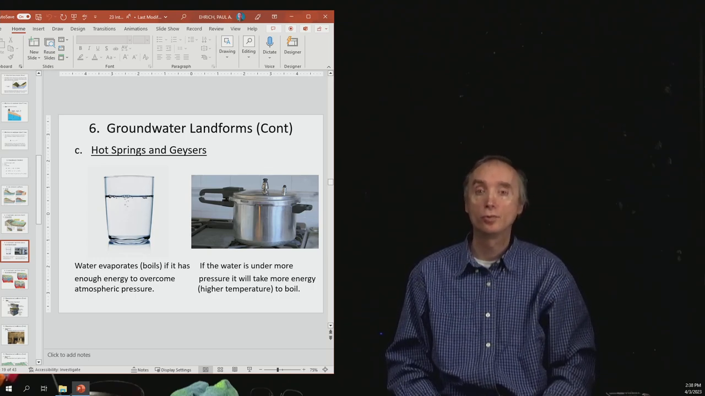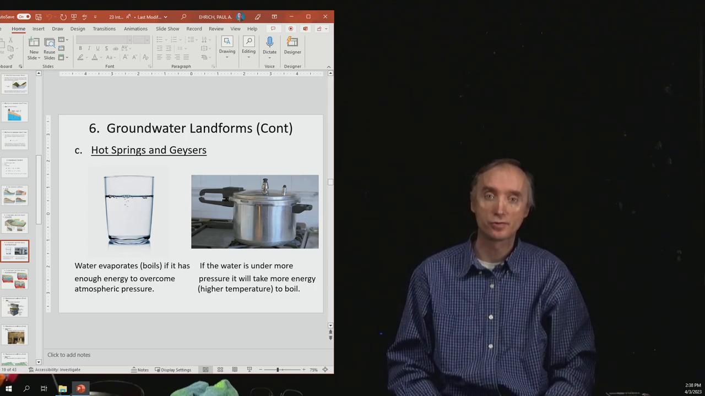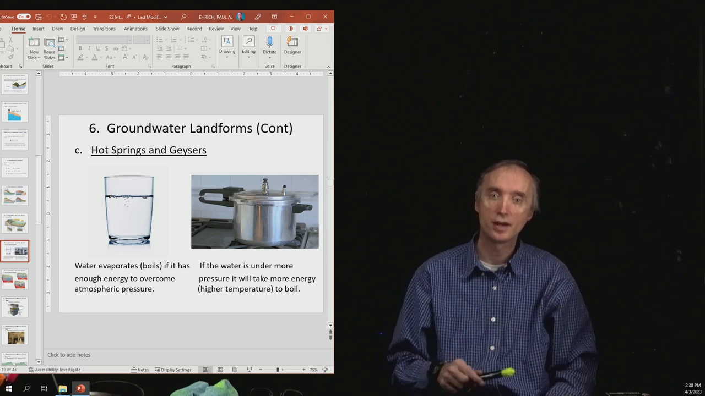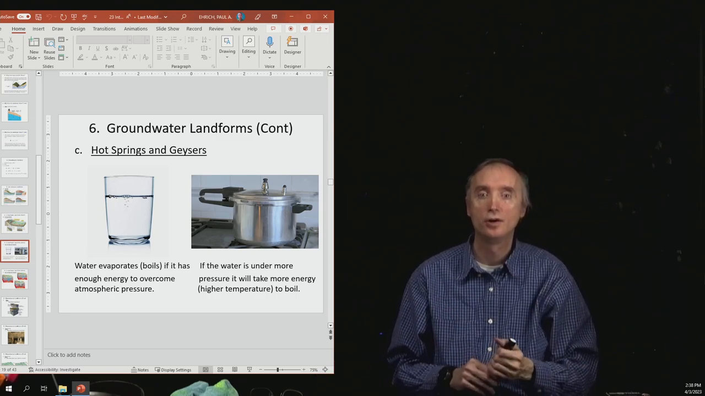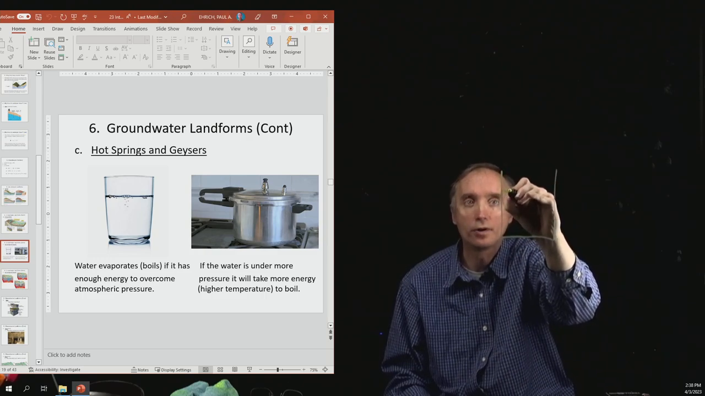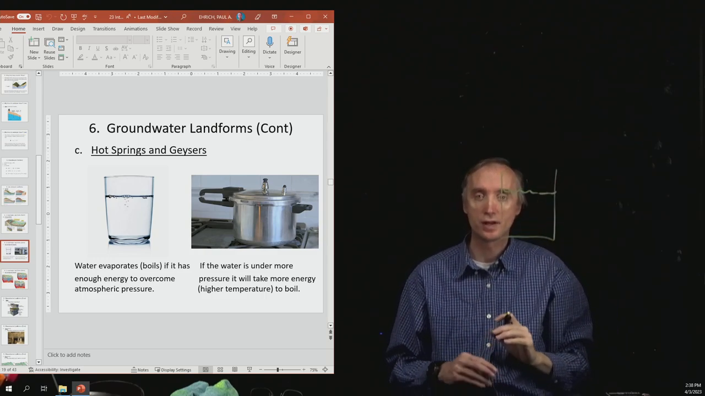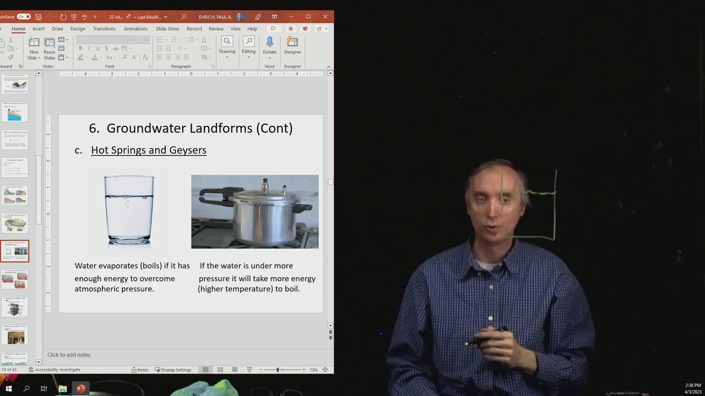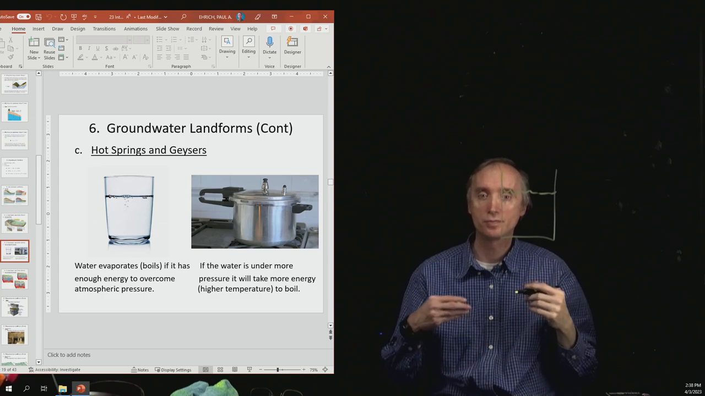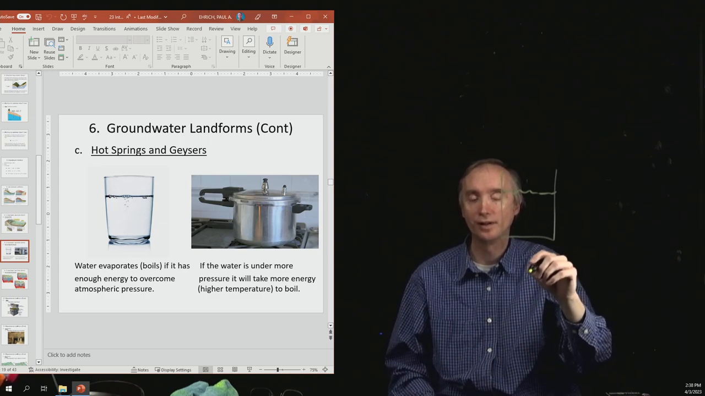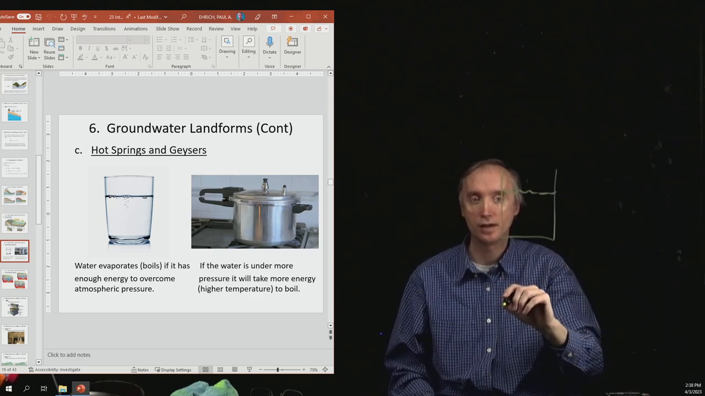Okay, before we can understand how geysers work, we need to talk about why water boils. In the picture over there to the side, we have an ordinary glass of water, and let's say that water is at room temperature. You don't notice that water is boiling. So what is boiling? That's when the water changes from a liquid state to a gaseous state.